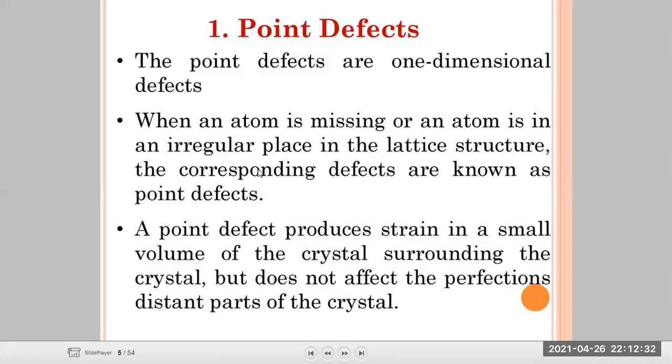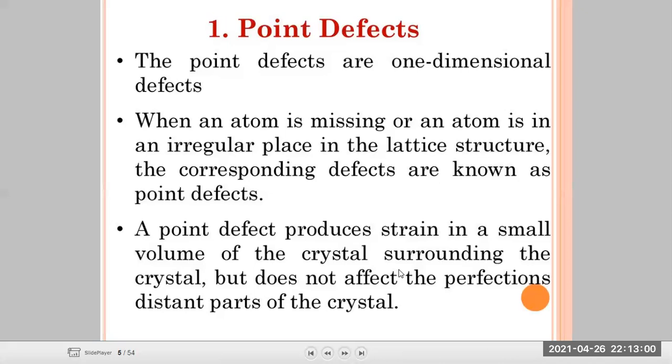How is this point defect produced? What is the reason? A point defect produces a strain, that is, an extra force in a very small volume of the crystal. Some strain or force is applied, due to which there will be production of point defect.